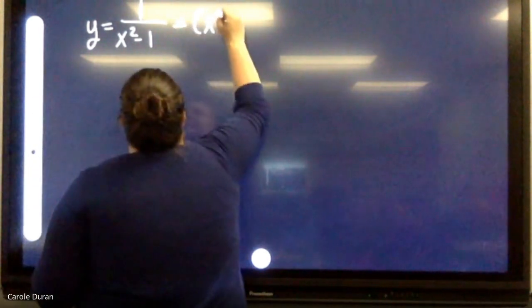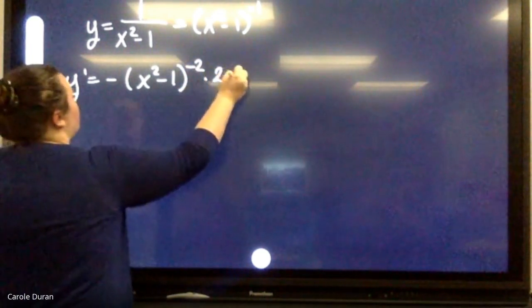What's the first thing I need to do? Derivative. Do I want to take the derivative of it the way it is right now, or do I want to change it into a chain rule problem? I would probably want to do chain rule because I hate quotient rule. So this is the same as x squared minus 1 to the negative 1 power. And then I would use chain rule to take the derivative of that.